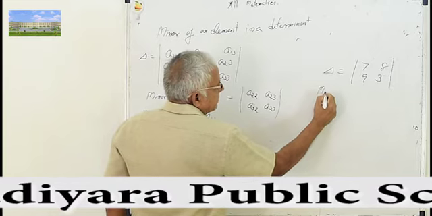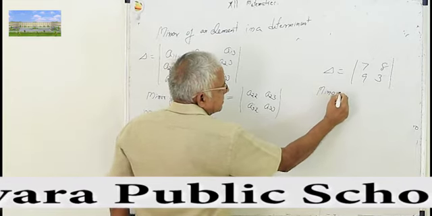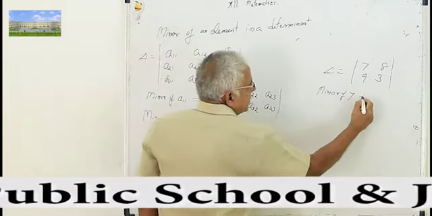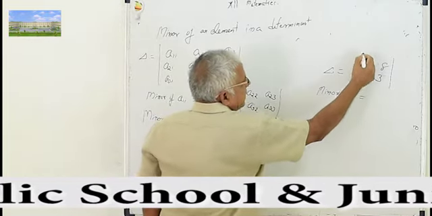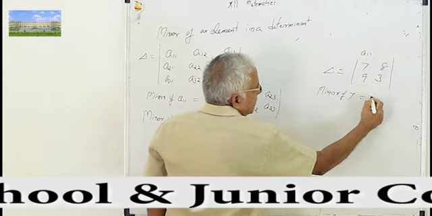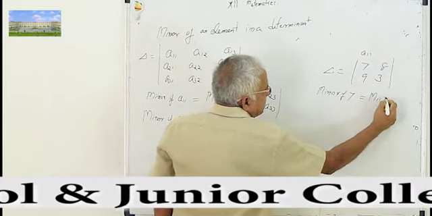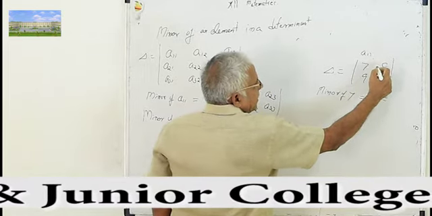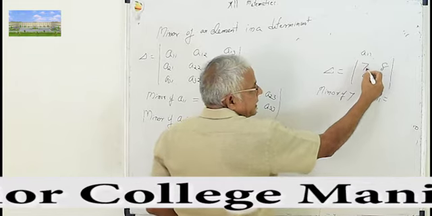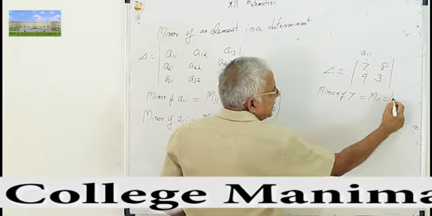Minor of 7 is equal to 7, which lies in the A11 position. Delete the row and column containing 7, then we get a determinant 3.